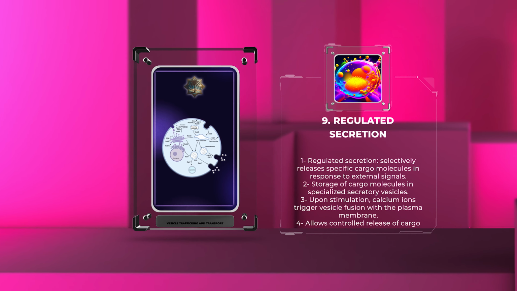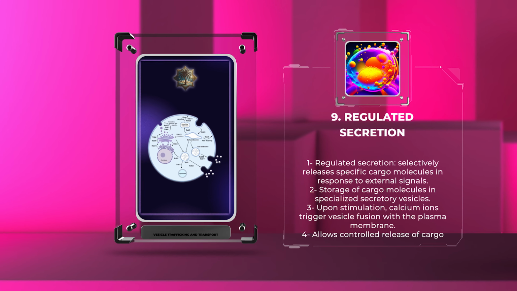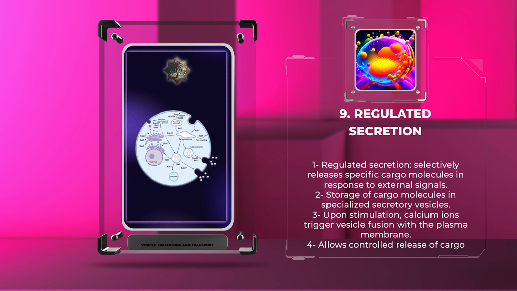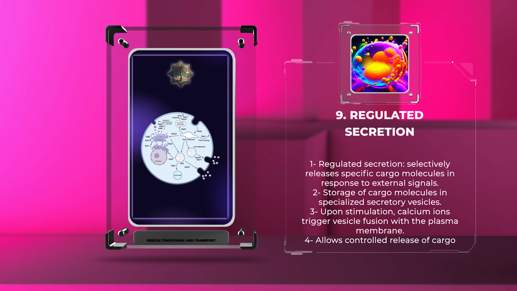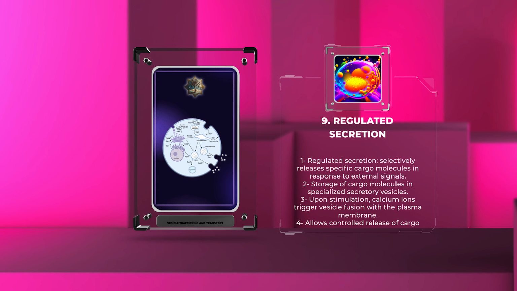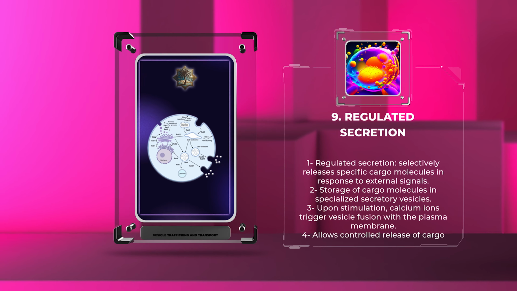Regulated secretion involves the storage of cargo molecules in specialized secretory vesicles, which accumulate within the cell and await appropriate stimuli. Upon stimulation, calcium ions enter the cytosol, triggering a series of events that lead to vesicle fusion with the plasma membrane. This process allows the controlled release of cargo molecules into the extracellular space.